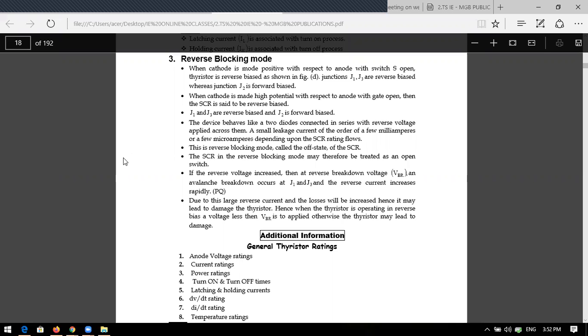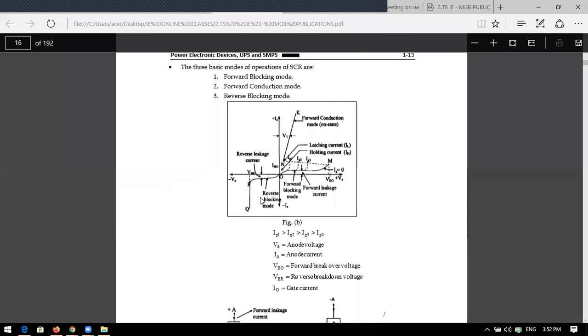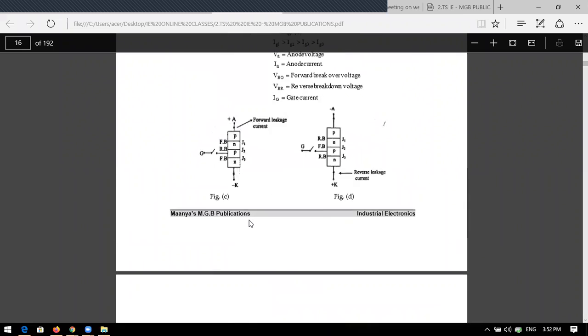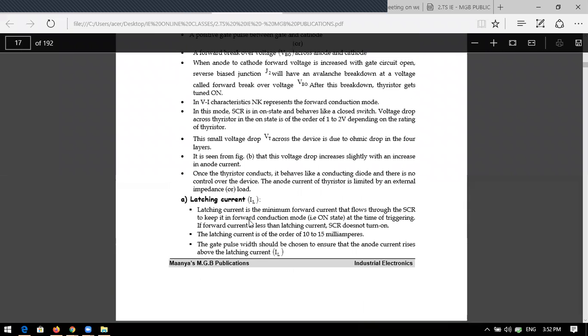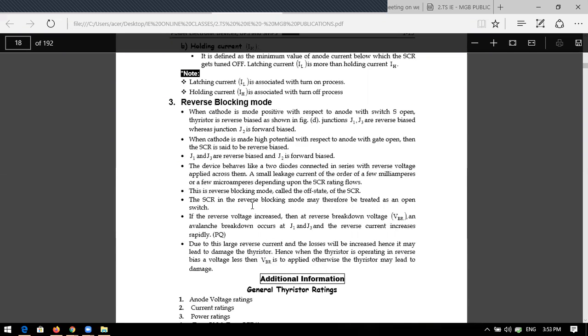After some time, if the reverse voltage VR is increased more and more and becomes greater than the reverse breakdown voltage, VRBD, then what will happen? A high amount of current will flow in the device. That will damage the device, the thyristor or SCR.